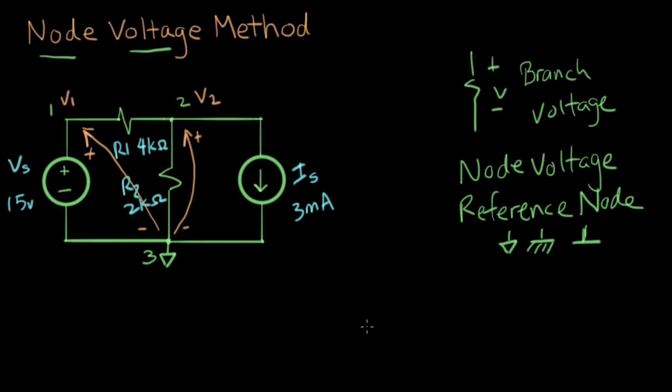This method, it's not a theory, it's a method. So it's basically a sequence of steps that you go through to analyze a circuit. And I'll write the list right here. First step is pick a reference node. And we already did that. And the second step is to name the node voltages.